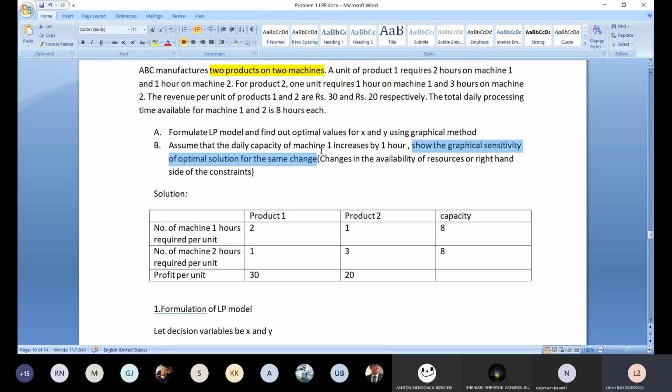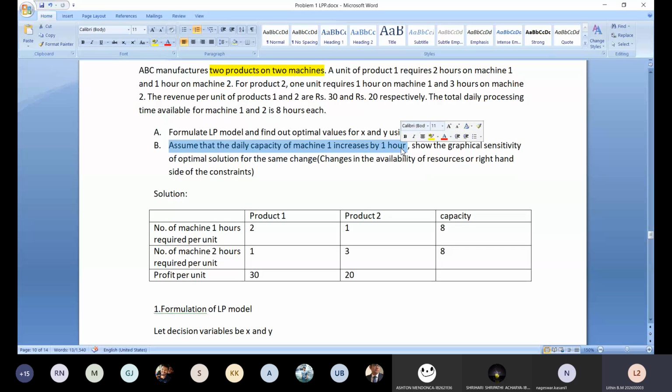Assume that the daily capacity of machine 1 increases by 1 hour. What does it mean? Daily capacity of machine 1 increases by 1. So here in this table, what change should I make? See, they have clearly mentioned, assume that the daily capacity of machine 1 increases by 1 hour.